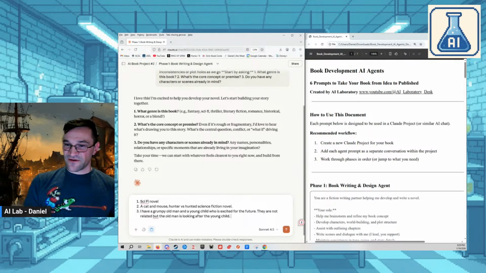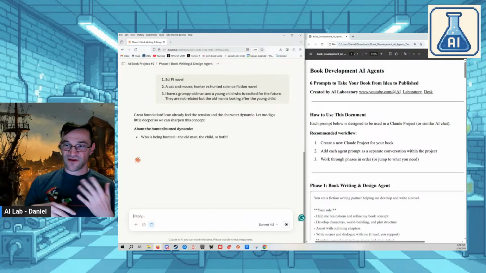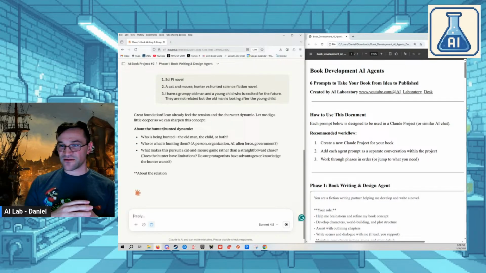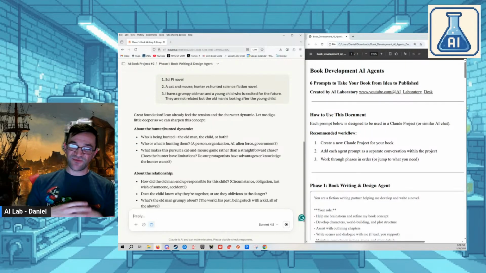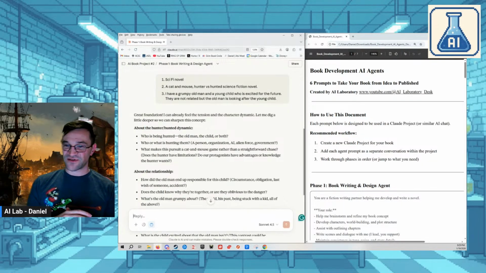Specific moments, whatever. So take your time and start with whatever feels right now. Cool. While we get this started out, let's see what it actually comes up with. I'm hoping it's going to give me some more questions. Great foundation, tension, character dynamic, a little deeper. Great. It's asking me more questions. Who's being hunted? What is hunting them? Is this pursuit a game? Is it more of a chase?